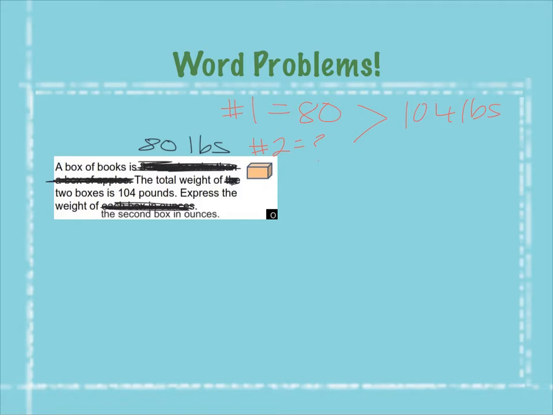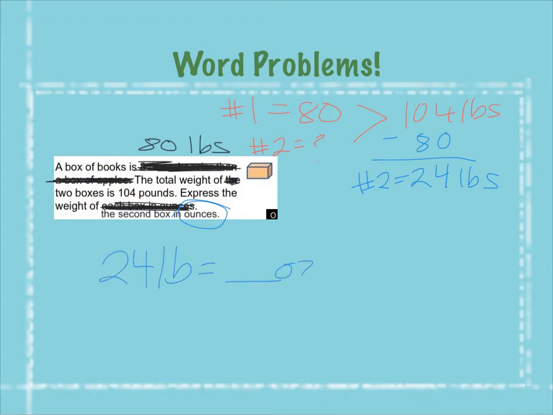So I think my first step here is to figure out how much this second box weighs in pounds. So if I have both of them together equals 104 pounds, if I subtract the weight of the first box, 80 pounds, I'll find out the weight of the second box in pounds. So 104 minus 80 is 24. So the second box, box number 2, weighs 24 pounds. But if I go back to the question, I know that the question is asking us how much does the second box weigh in ounces.